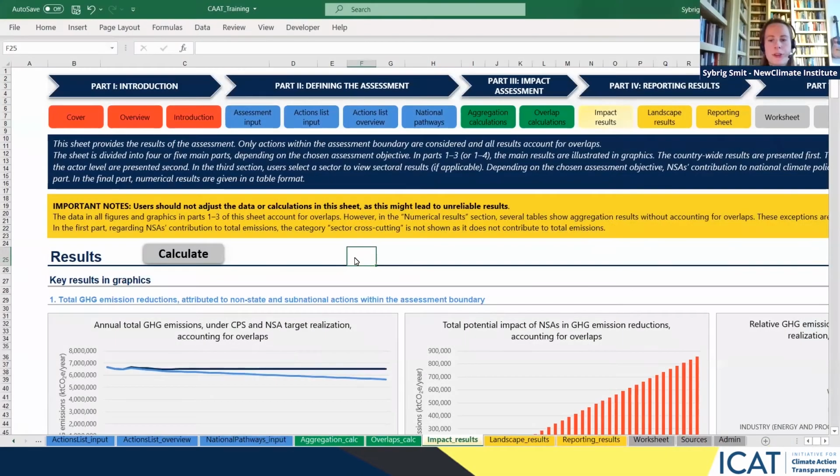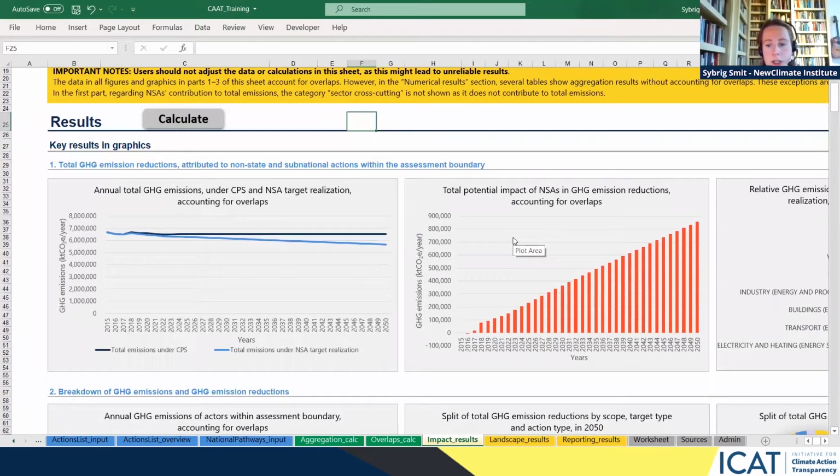In the fourth part of the climate action aggregation tool, we have the reporting results, where the main results are presented. I'm now in the impact results sheet, where the potential reduction of greenhouse gas emissions is presented. If you click on calculate, this will take a while. The actual impact is calculated and updated with all the settings that you've inserted before. I've already done that, so no need to click on it again.